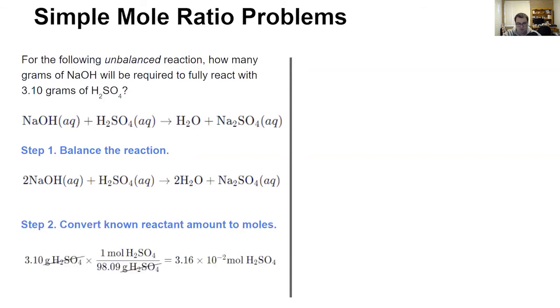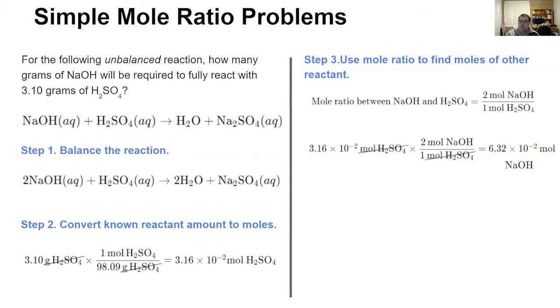Step 2, convert the known reactant amount to moles. Again, all we're doing here is we are taking what we know. We know we have 3.10 grams of sulfuric acid. We're going to take our mass of 1 mole of that, which is 98.9 grams, and we're going to divide our mass by that to work out the moles of sulfuric acid. Now, I've got it there in scientific notation. On your calculator, it's probably going to look a little bit different.